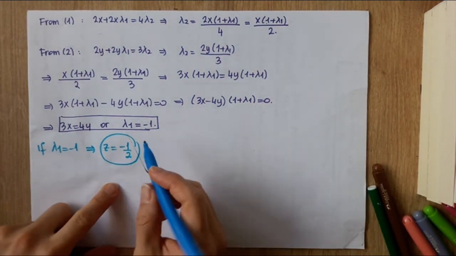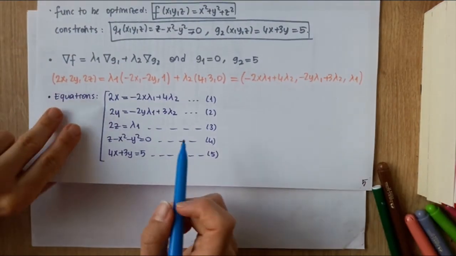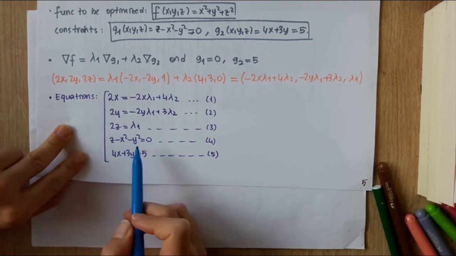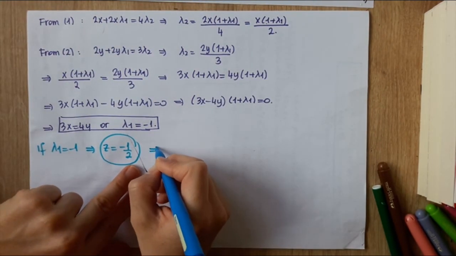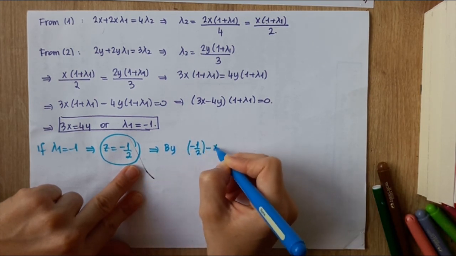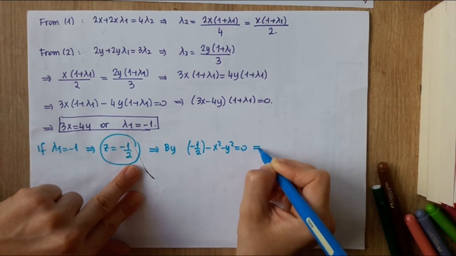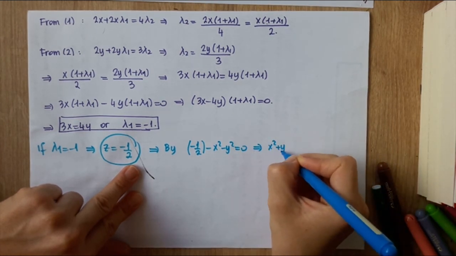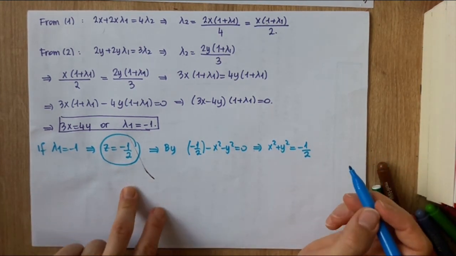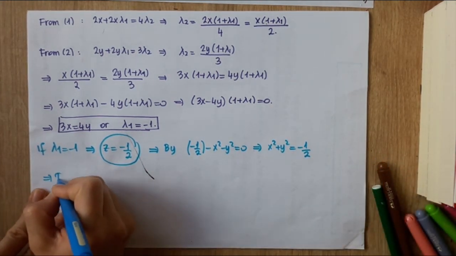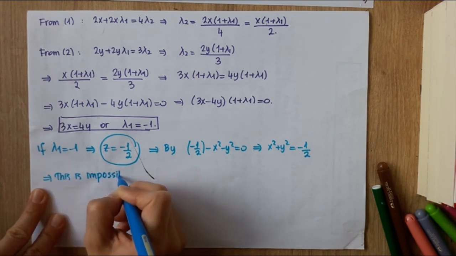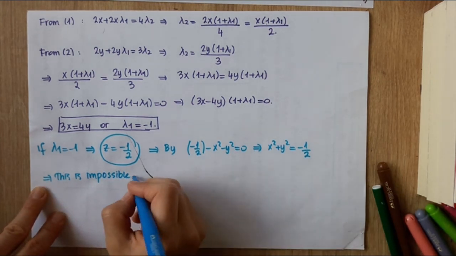So if z equals minus 1 over 2 here, I just want to find information about x and y using 4. I just substitute everything in 4. By 4, I have minus 1 over 2 minus x squared minus y squared is 0, which means I have x squared plus y squared is minus 1 over 2. And this is not possible, right? This is impossible. So there is no point from this case.